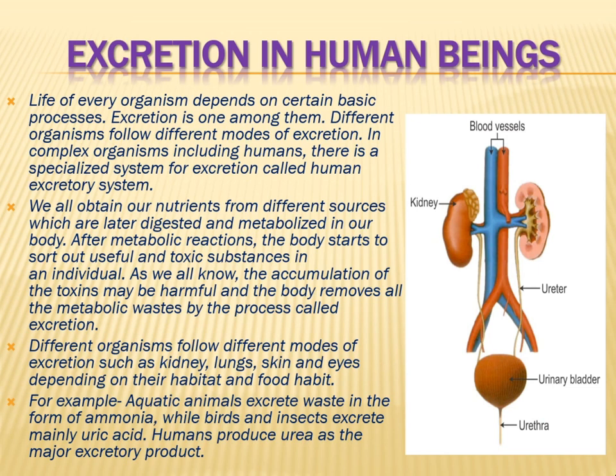And in complex organisms, including humans, there is a specialized system of excretion, the human excretory system. In complex organisms like humans, there is a specialized system because harmful substances are produced. Those harmful substances should go through a specialized system so that they are treated properly and removed from the human body, and that is called the human excretory system.